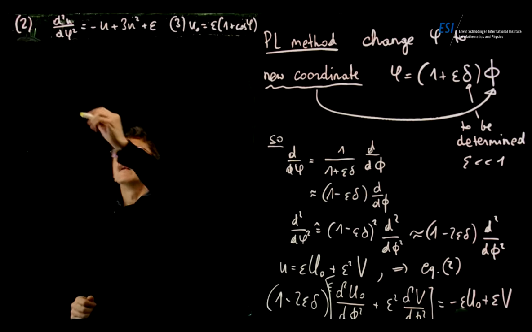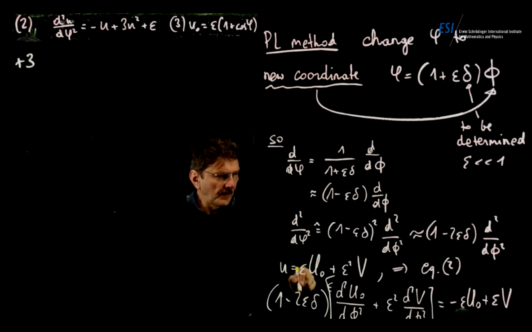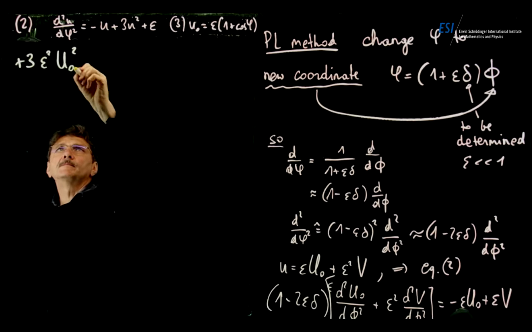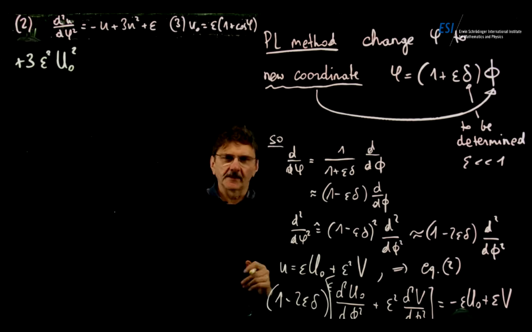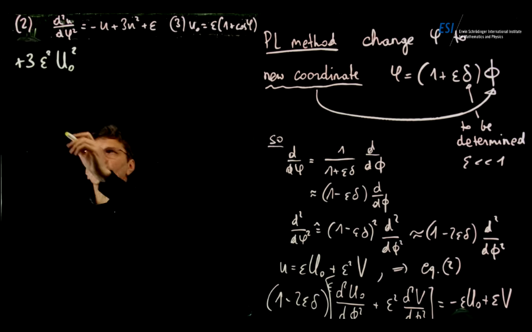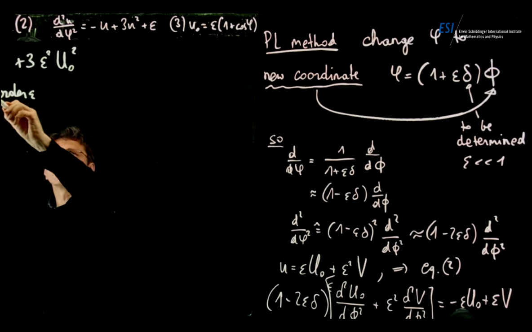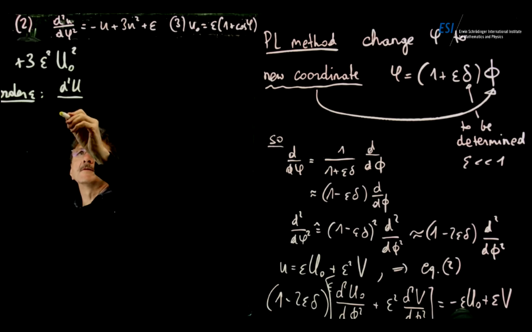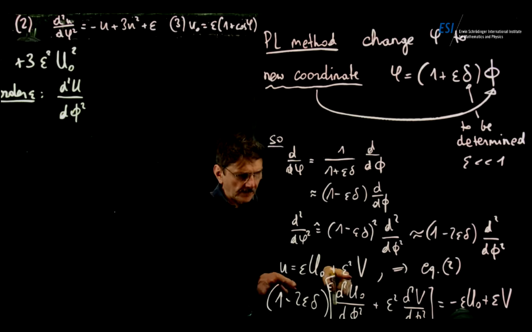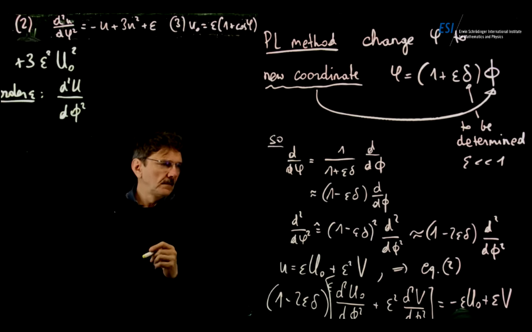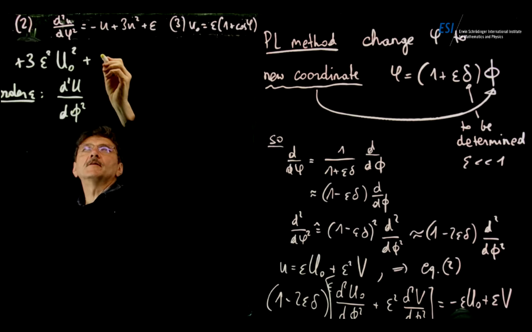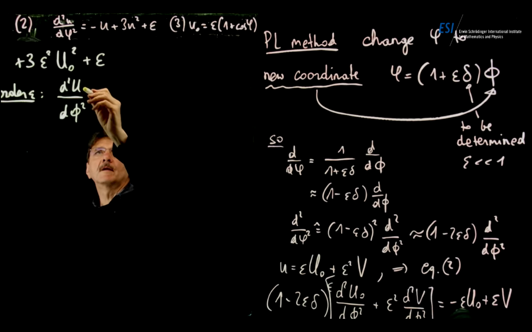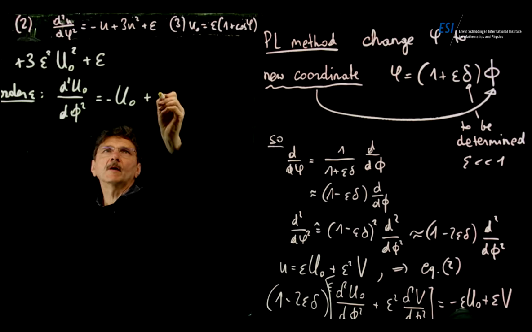Plus 3 epsilon square u naught square. And forget the cube terms. So terms of order epsilon, we get d2u naught over d phi square is equal, and I forgot this epsilon here, of course, minus u naught plus one.